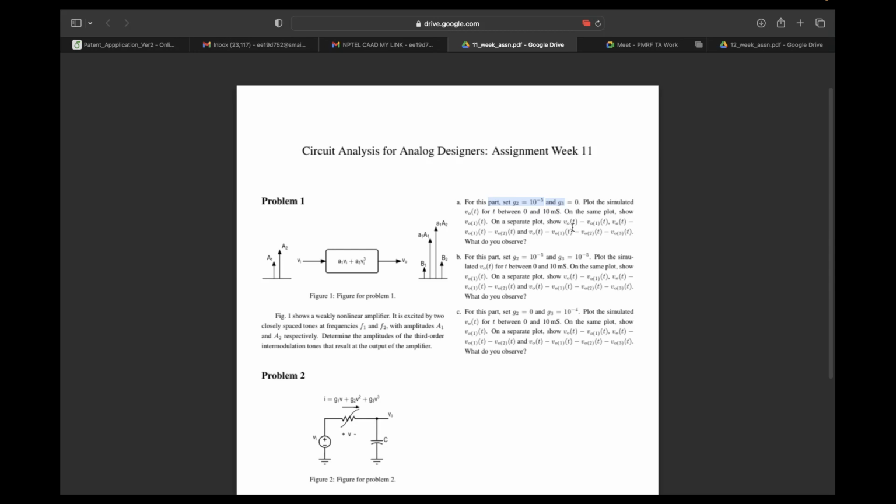Okay, sir. While we are searching for resistor, we have to search for the arbitrary resistor.